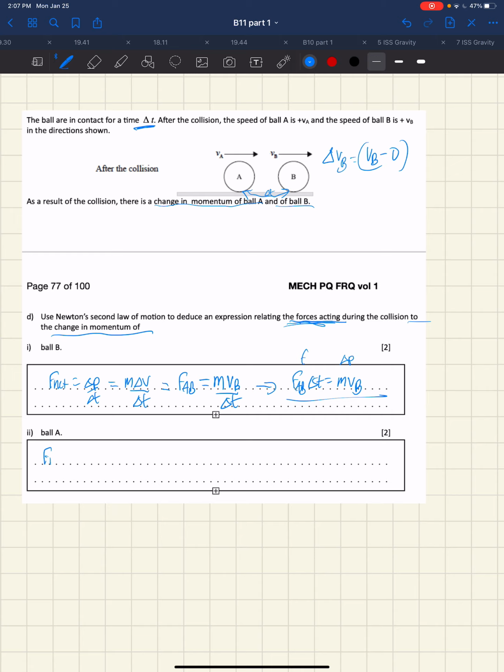In ball A, we have an F net is delta P over delta t. And of course, that is m delta V over delta t. And this is the force of B on A. And the mass is the same mass. But when we look at delta VA, the final is VA minus V, which is the initial velocity. So we have m (VA minus V) all over delta t. And then rearranging this, we can say FBA delta t equals m times the quantity VA minus V.